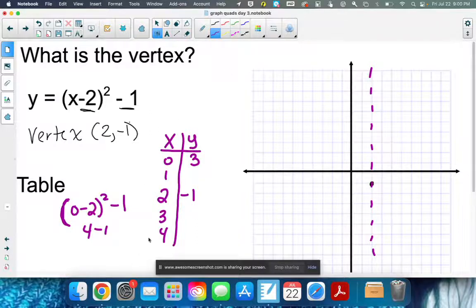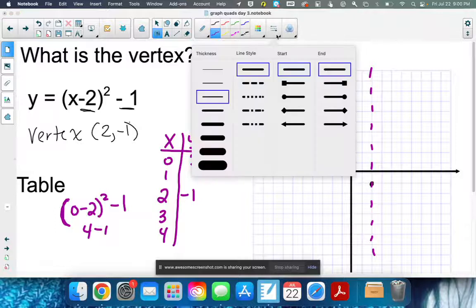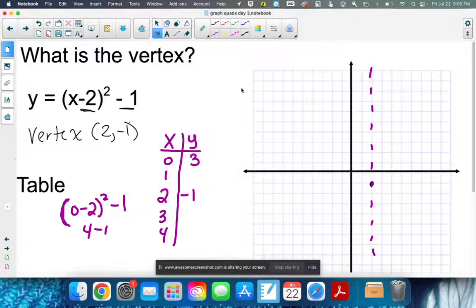If you remember back from our standard form, you should be getting a symmetric set of numbers, which means if the 0 is 3, then over here at 4 should also be 3 because they should be symmetric. So let's try it and make sure.